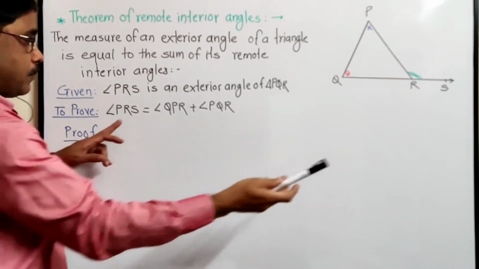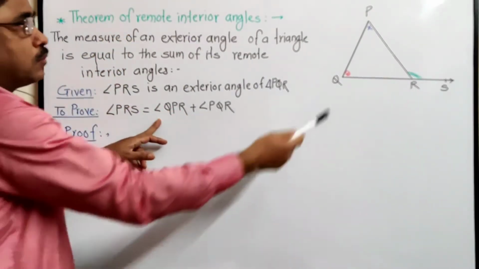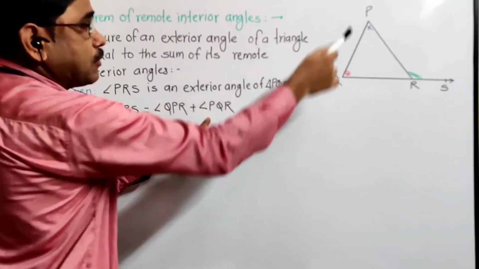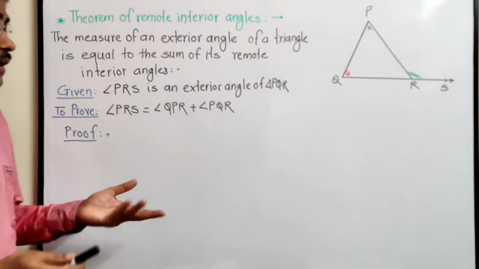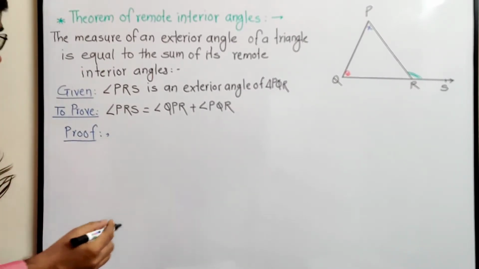Now what do we have to prove? Measure of angle PRS, the exterior angle, is equal to the measure of angle QPR plus angle PQR, meaning the sum of the remote interior angles. That we have to prove. Very easy theorem, but a very important theorem. Now how to prove?